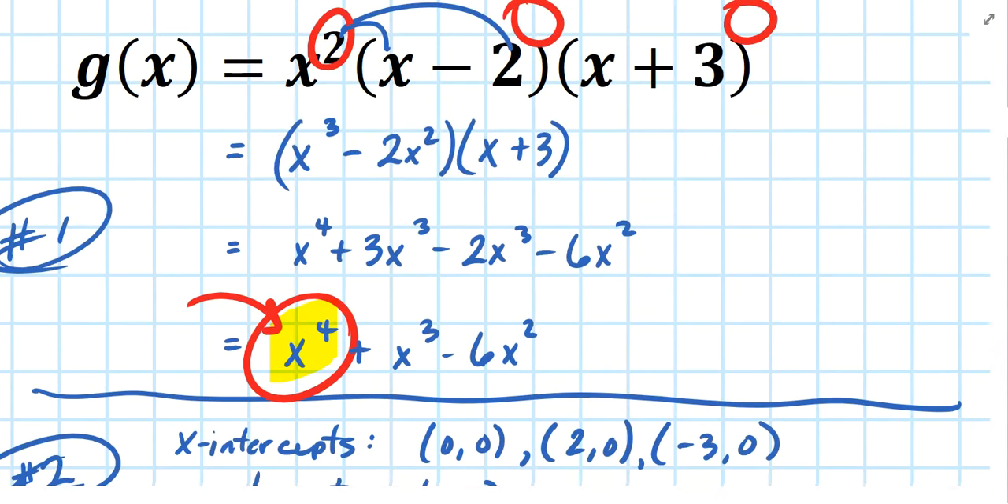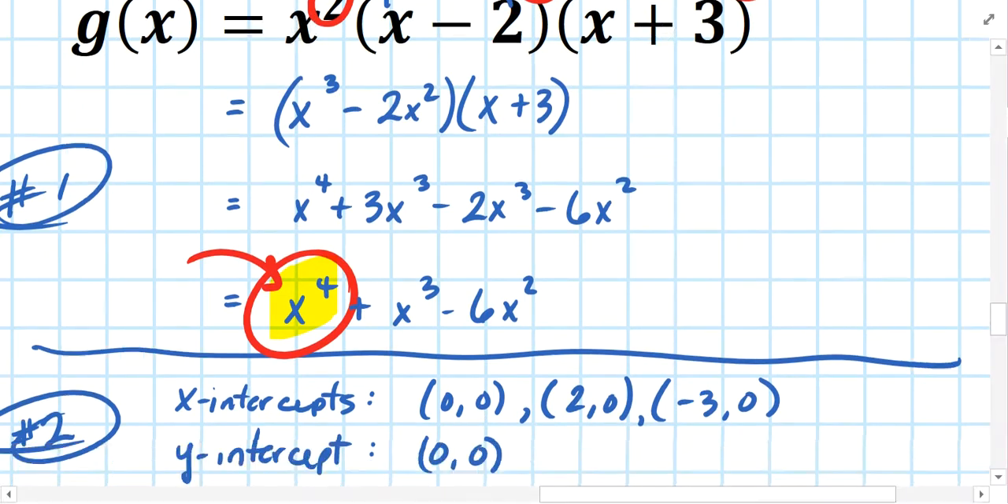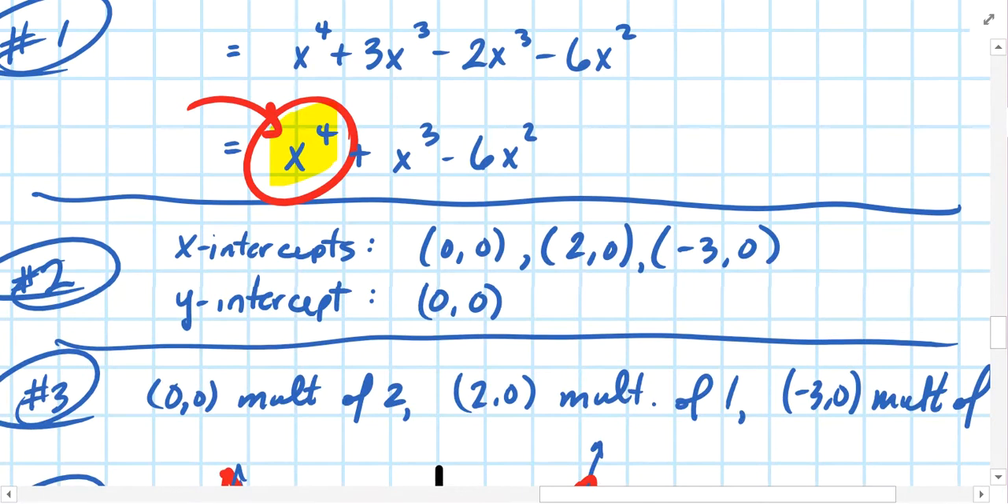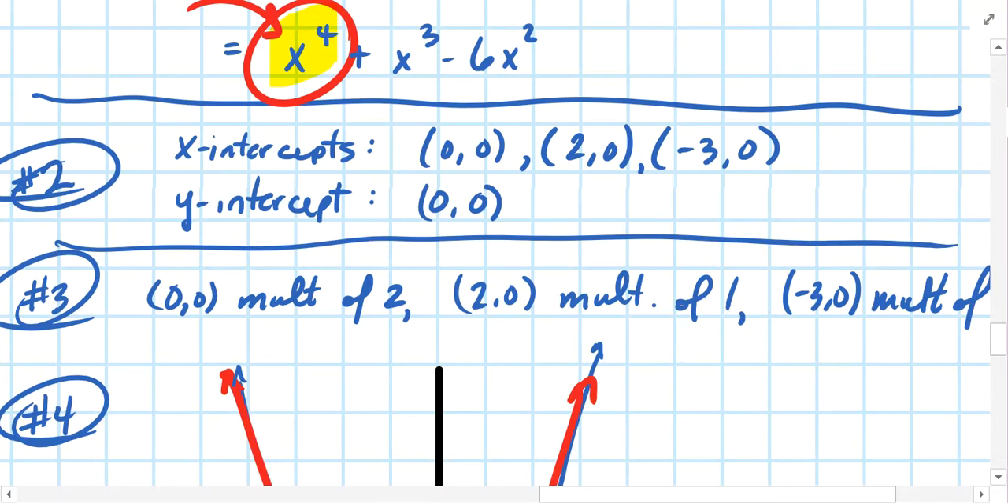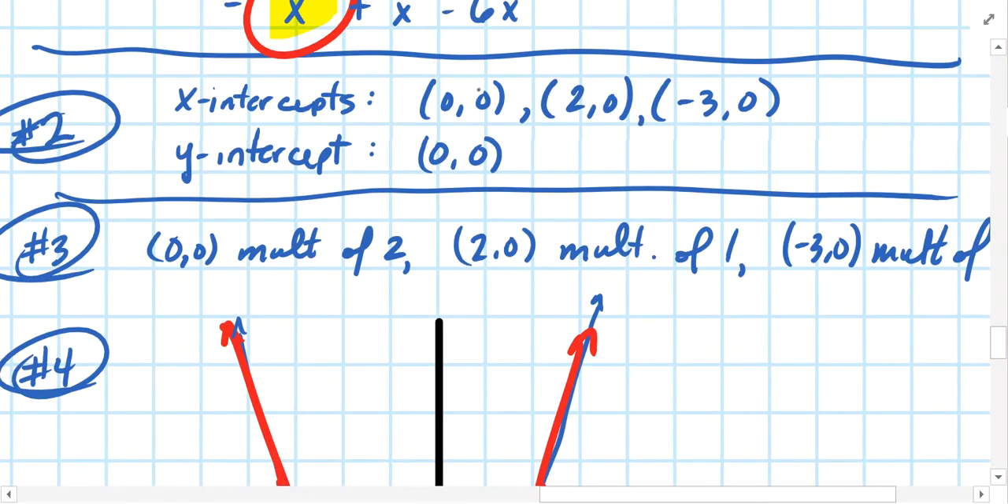X-intercepts, therefore, are located at 0, +2, and -3. The y-intercept itself is 0, because when x is 0, y is 0, as well as there's no constant at the end of this expression. And so at this first zero, (0, 0), we had a multiplicity of 2, and at the other zeros, we had a multiplicity of 1.